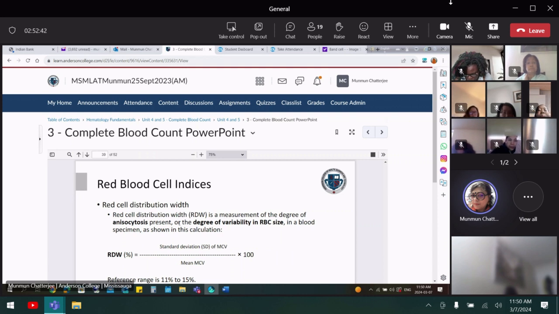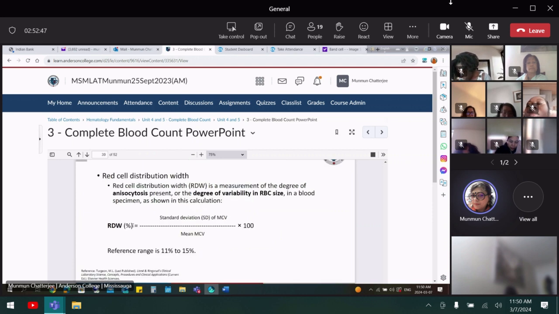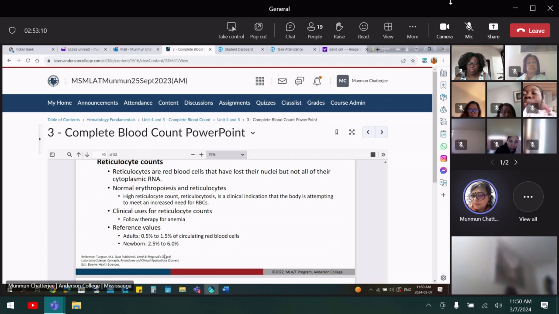So how is it going to do that? Red cell distribution width is the percentage standard deviation of MCV divided by the mean. You don't need to know the formula, to be honest with you, but you have to remember that red cell distribution width is calculated in percent. Reticulocyte. You guys know that it is the immature blood cell, or almost mature blood cell.